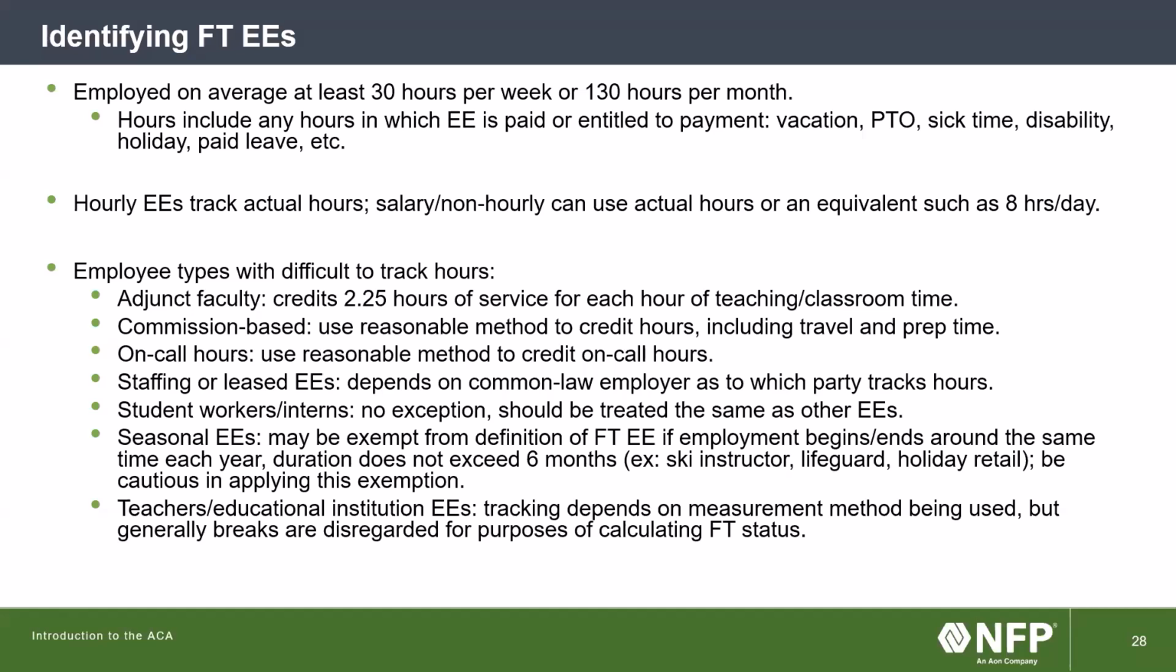And then we've got a list here that may apply to some on the call for employees that have difficult to track hours. If you have adjunct faculty, there's a 2.25 hour credit of service for each hour of teaching or classroom time. For things like commission-based employees and on-call hours, employers are tasked with using a reasonable method to calculate those hours. We don't have a definition of what that reasonable method is, but employers should do their best to accurately credit employees who don't have hours that you can actually count. Staffing or leasing, again, depends on who the common law employer is. That's who's going to be tracking those hours.